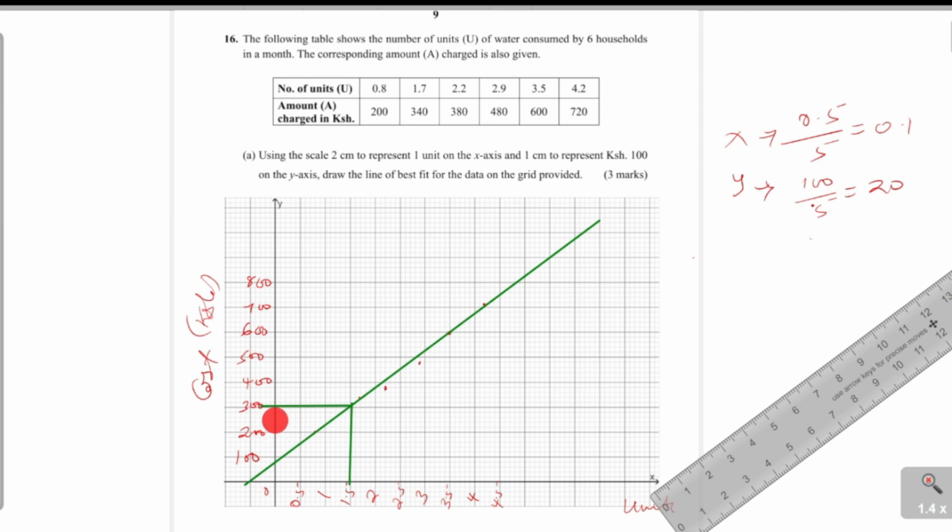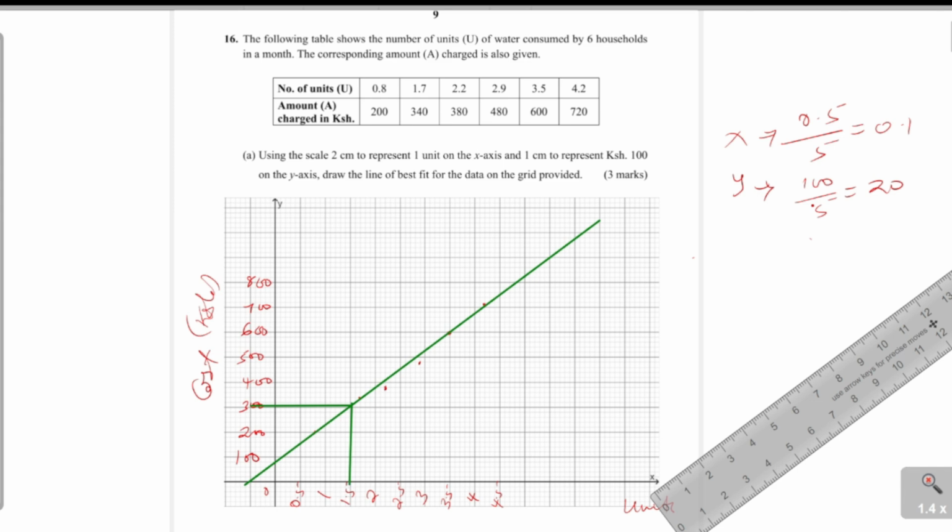It is not exactly at 300. It is slightly above 300, and it is not yet 320. It is somewhere in between 300 and 320. Let me try to draw it again. So as you can see, it is not exactly on 300. It is slightly above 300 and not yet 320.